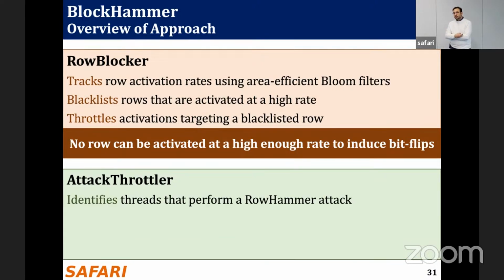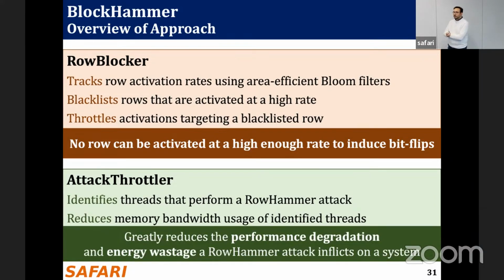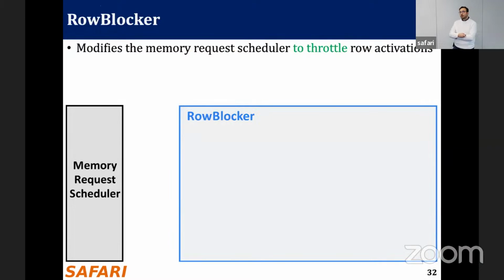When we come to AttackThrottler, it identifies the threads that perform a RowHammer attack by using the tracking information that RowBlocker collects. And it reduces the memory bandwidth usage of these identified threats. As a result, it greatly reduces the performance degradation and energy wastage a RowHammer attack inflicts on a system.